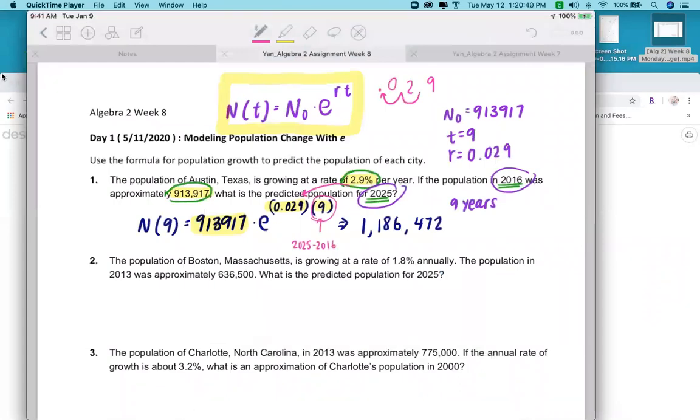Hopefully you guys wrote that down. Again, you don't have to write the question, okay? Just write your information, the important information, and then write the formula, get your answer, that's it.